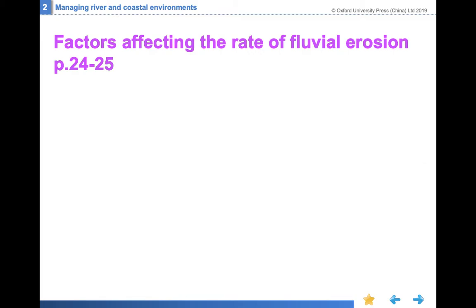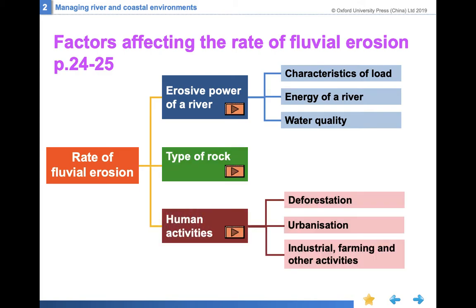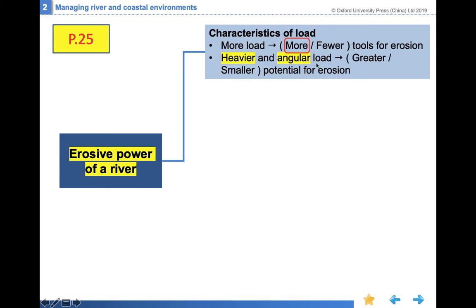Okay, on page 24 to page 25, you could also find out the factors affecting the rate of fluvial erosion. So let's see. The erosive power, the type of rock, and the human activities could affect how fast the river is eroded. Let's see the erosive power first. It could be determined by the characteristics of the load. A heavier and more angular load will have greater potential for erosion.